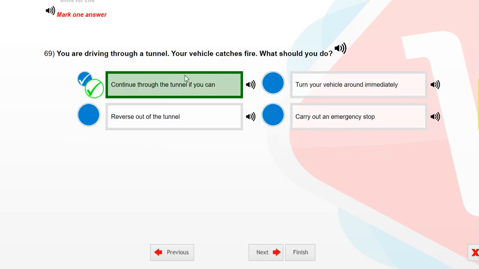You are driving through a tunnel. Your vehicle catches fire. What should you do? أنت تقود عبر نفق ونشب حريق في السيارة. ماذا عليك أن تفعل؟ حدد إجابة واحدة. Continue through the tunnel if you can. الاستمرار عبر النفق إذا كان ممكنا.